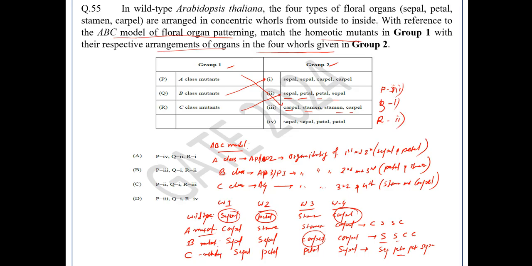So according to this, we see that P4 is wrong. P3, Q1, R2 is correct. Let's see the others: P2, R3, Q1 is wrong. P3, Q1, R4 is also wrong. So the correct answer for this question is option B. So thanks for watching.